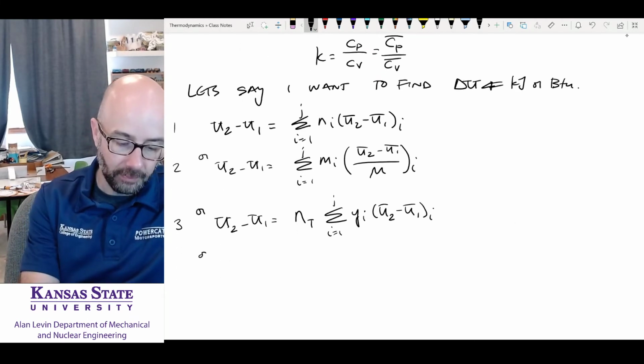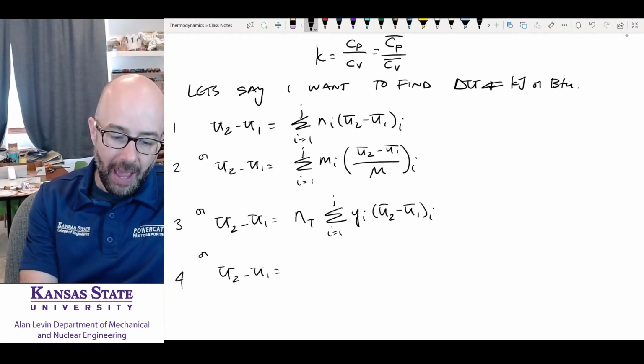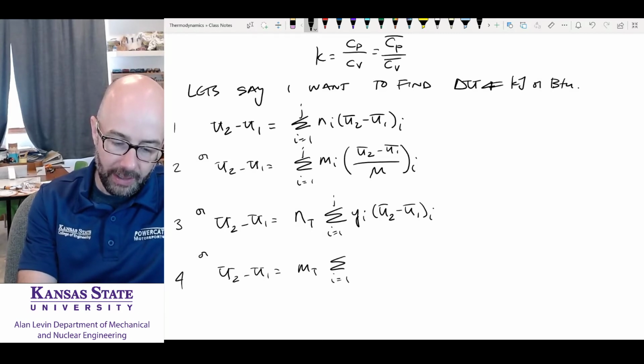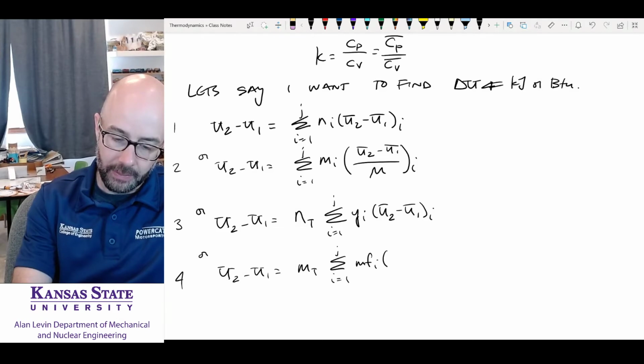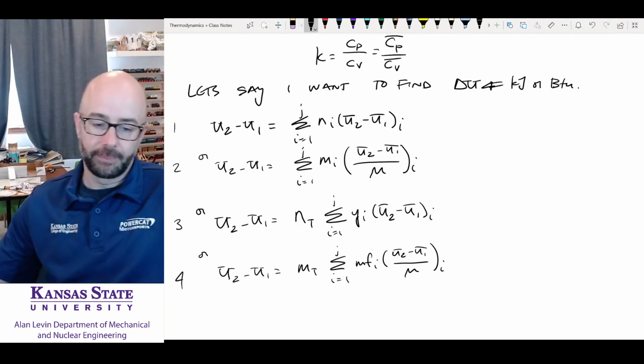Or, way 4, I could say U2 minus U1 is equal to the total mass times the summation of i equals 1 to j of the mass fraction of each component times U2 bar minus U1 bar all over the molecular weight of each component.